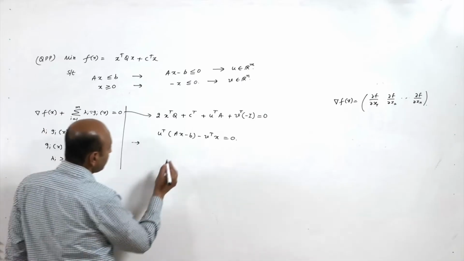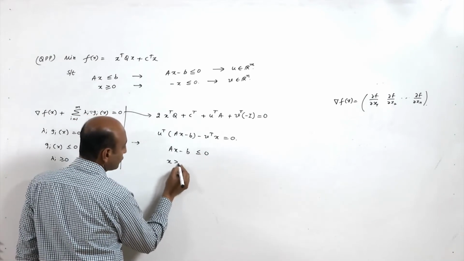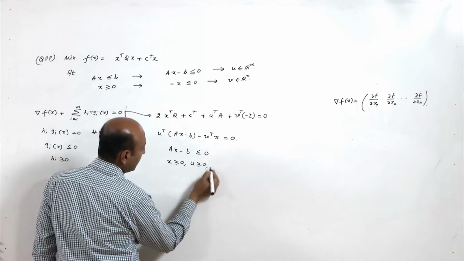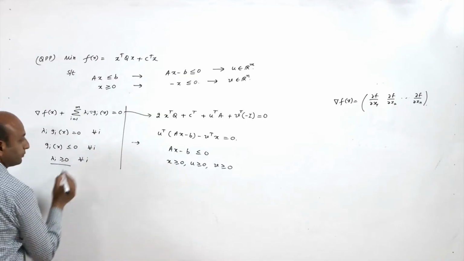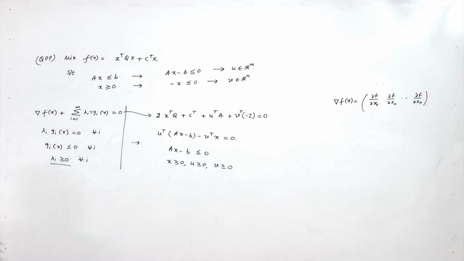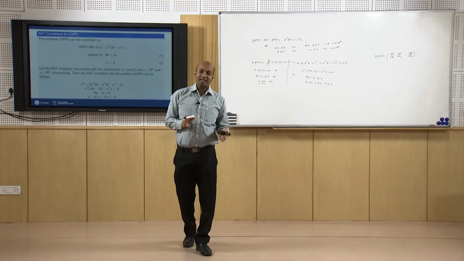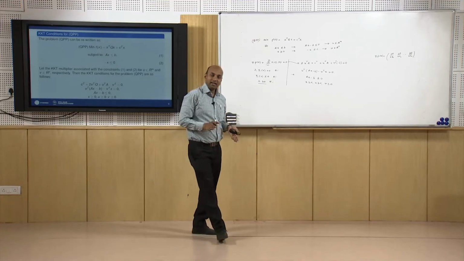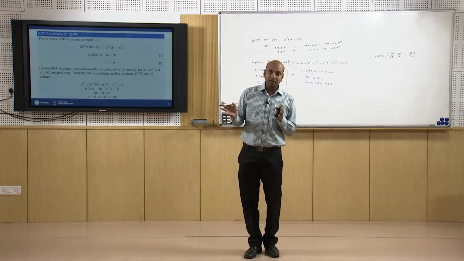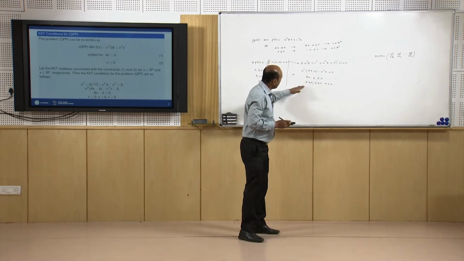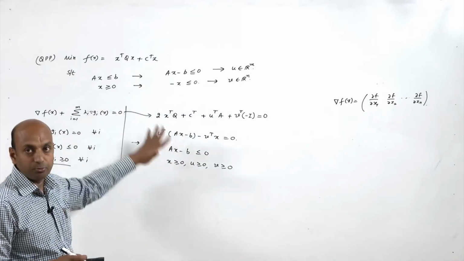Then the feasibility condition is Ax minus B less than or equal to 0, and x greater than or equal to 0, U greater than or equal to 0, and V greater than or equal to 0. All multipliers, all lambda i's must be greater than or equal to 0. So these are the KKT conditions for this problem. You can easily check these KKT conditions by writing one example of a QPP. Try to write down the KKT conditions for that problem, and then see that we will obtain these conditions for this particular problem, this QPP.